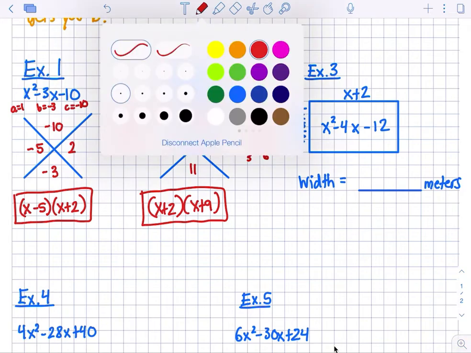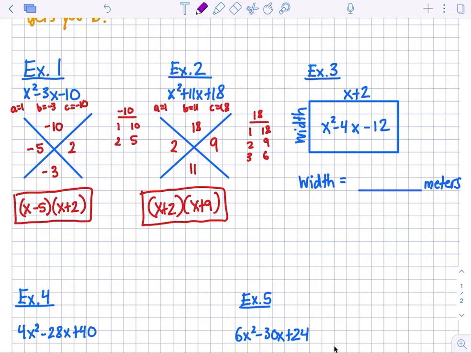So let's factor. I'll use a different color. Okay, your guys' A value is 1, your B value is -4, and your C value is -12. So our A times C is -12, our B value is -4. What two things multiply to -12, but when added gives you -4?